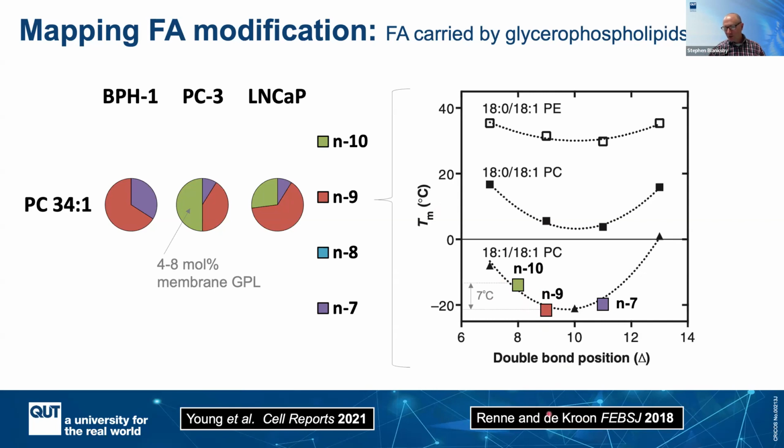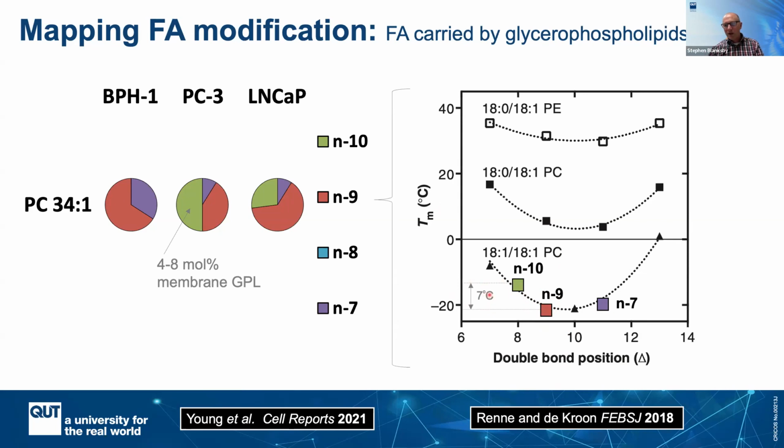This is a really nice meta-analysis by Anton de Kroon's group. What they found by delving back into the literature is that shifting the double bond position even by 1 position, so moving from 9 to 10, could shift the phase transition temperature of the lipid by up to 7 degrees. I mean, that's huge.